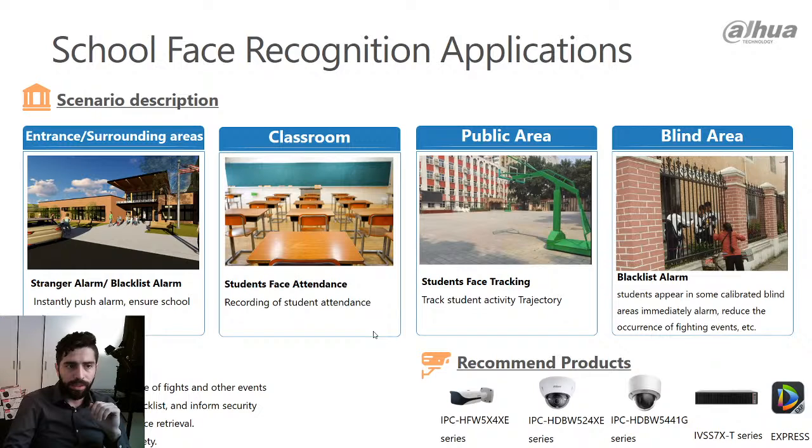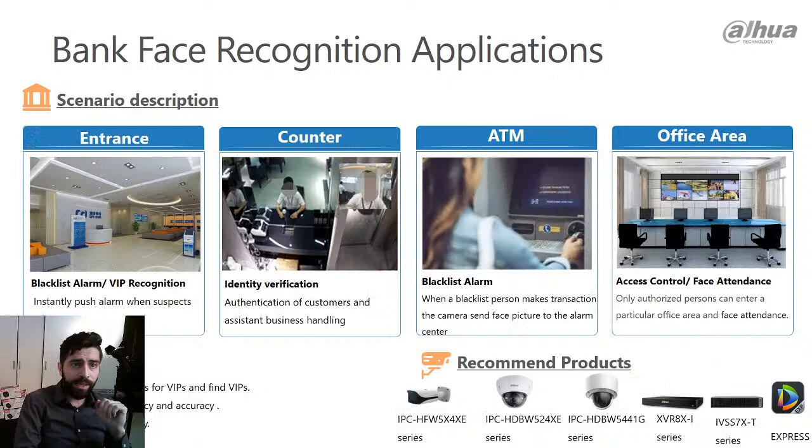For the bank face recognition application, for the entrance, okay, we have blacklist and VIP recognition. We can also have identity verification, authentication of customers and assistance in business handling. Okay, so for whoever is dealing with the teller, we can do identity verification for this guy. Is he truly Muhammad or not?